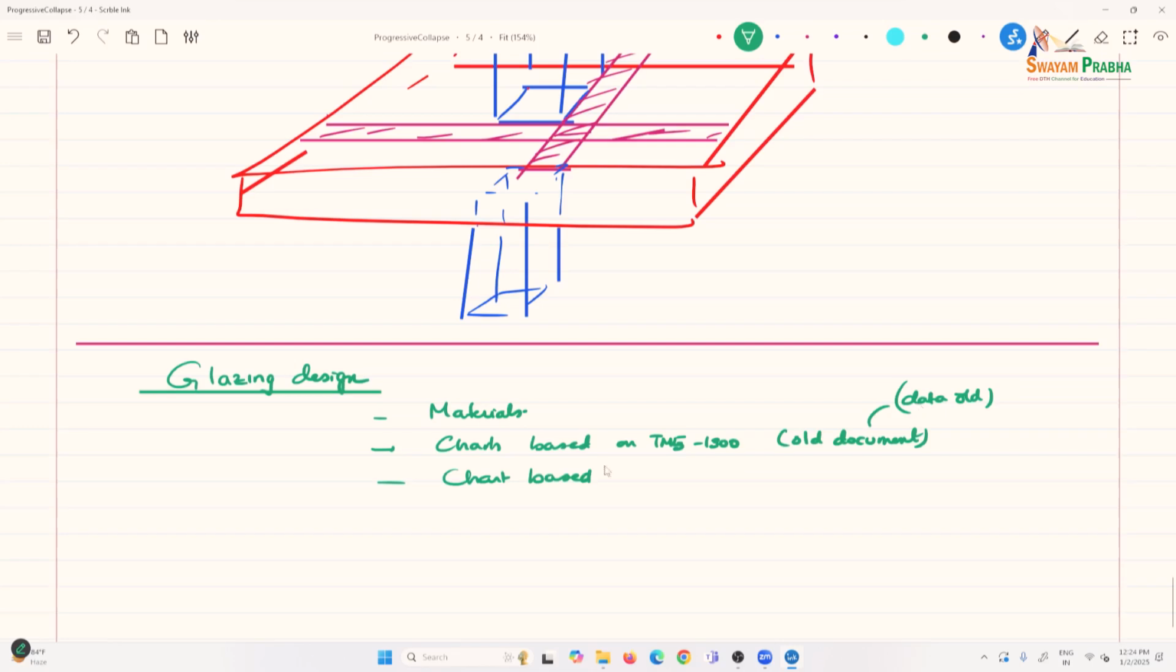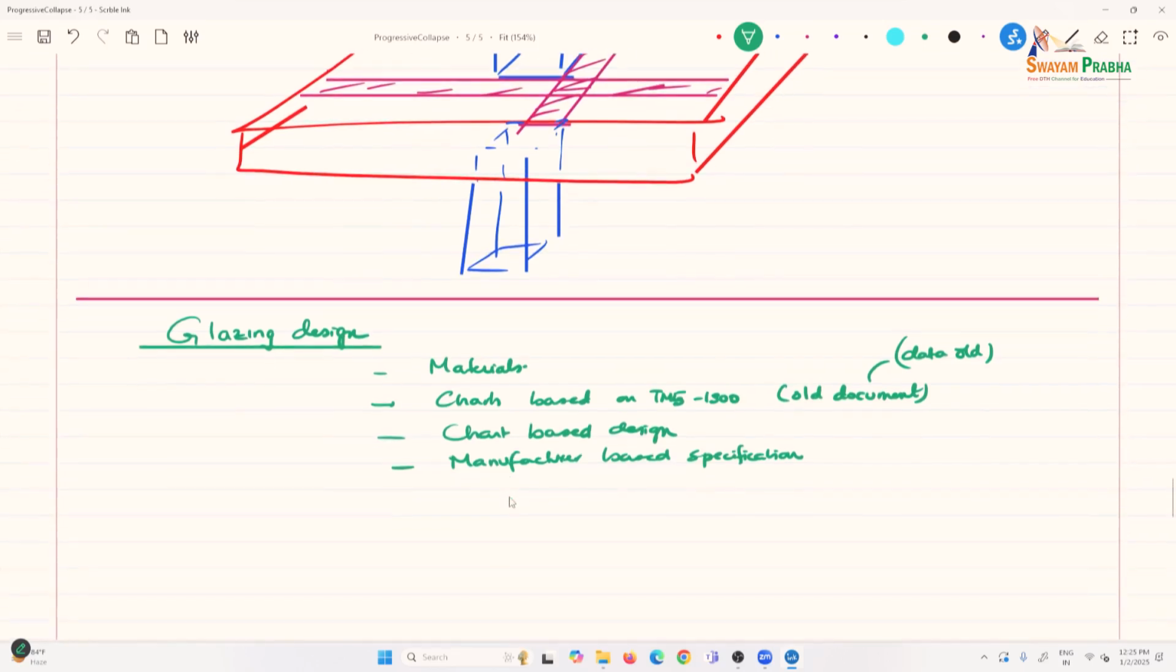There are chart-based designs. The alternative is manufacturer-based specifications. For example, I don't know how it is here in India. In the US, if you are designing for bar joists, right, you've seen those trusses with bars. Those are code based, but most of your design is based on manuals that your specific manufacturer provides, and so you go off of that. They have to conform to the code, so they provide the manuals based on code requirements, but you don't design per code itself.